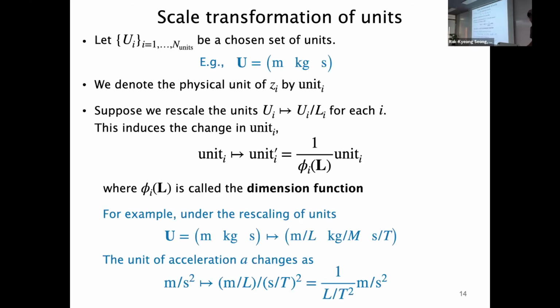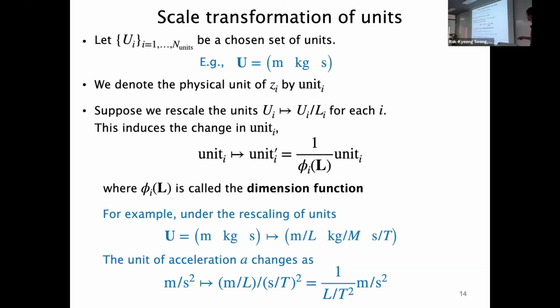And then we can introduce the scale transformations associated with these, self-similarity of the first kind. So in this physical system, let us choose a set of units. For example, we can take mass in kilograms, meters, and seconds as units to describe the system. Let us denote the physical unit of the physical parameter Z_i to be unit sub i. And suppose we consider the rescaling of those units.